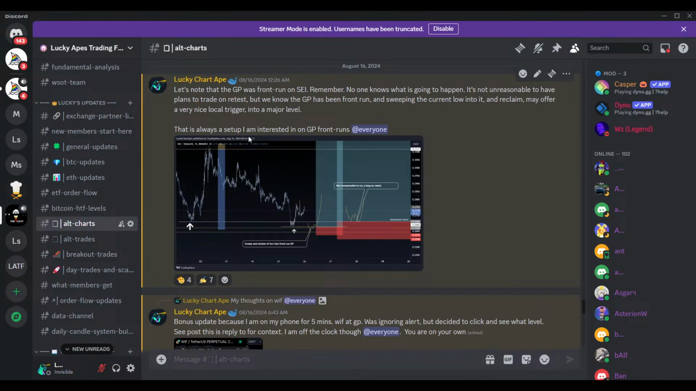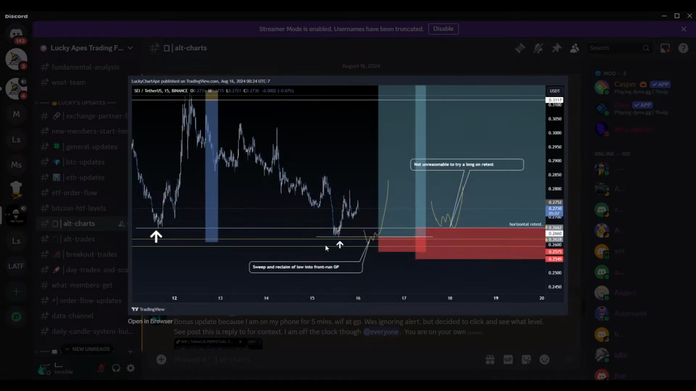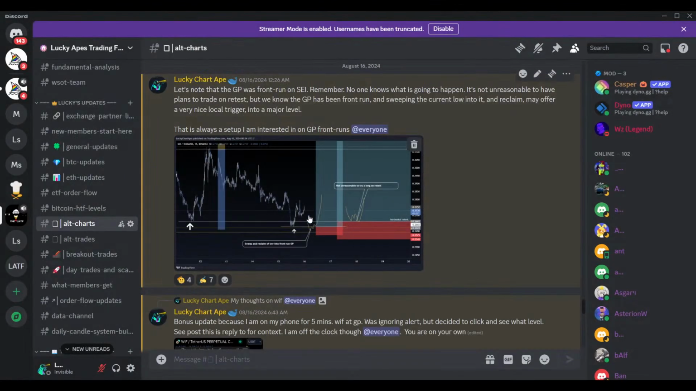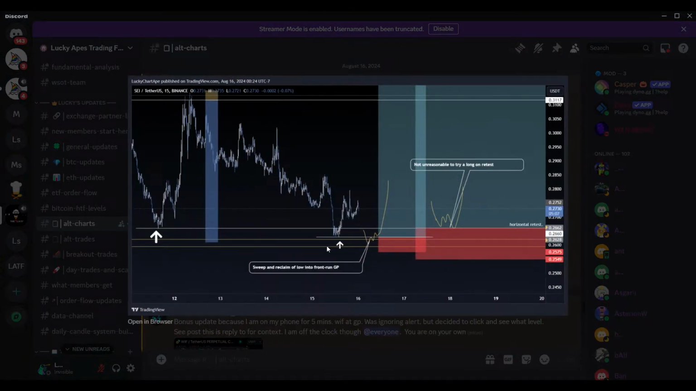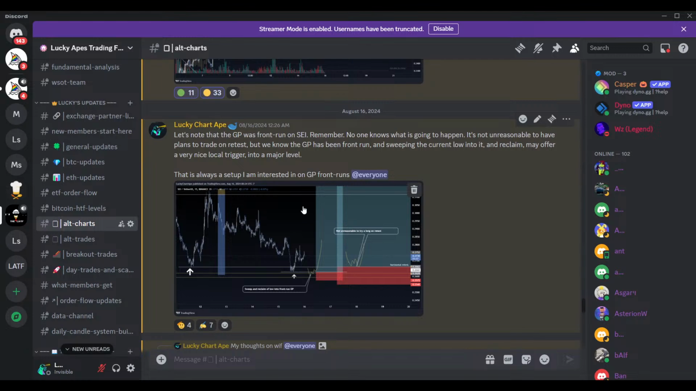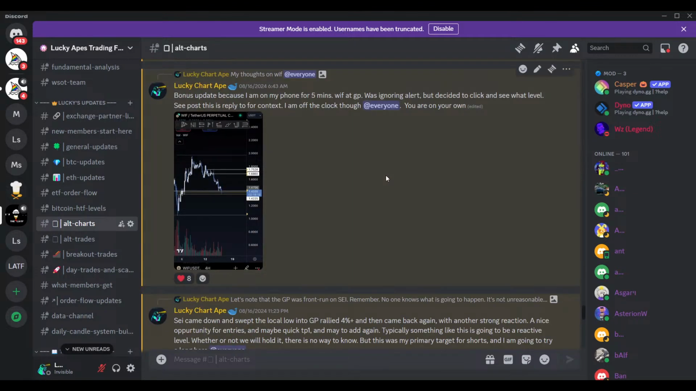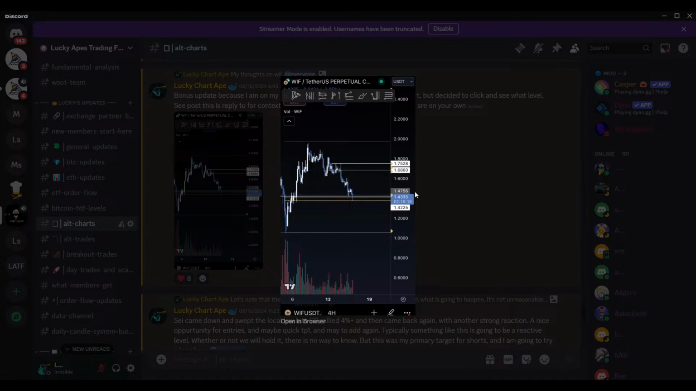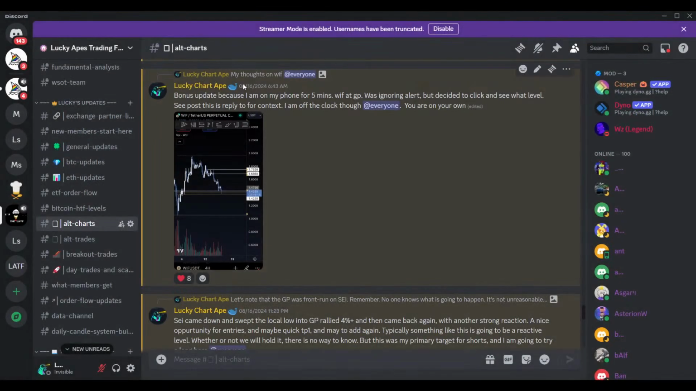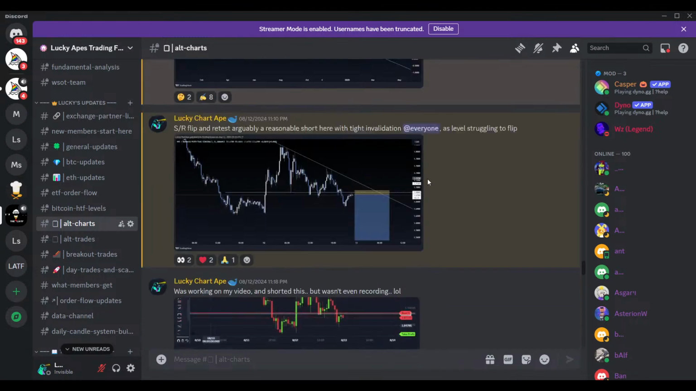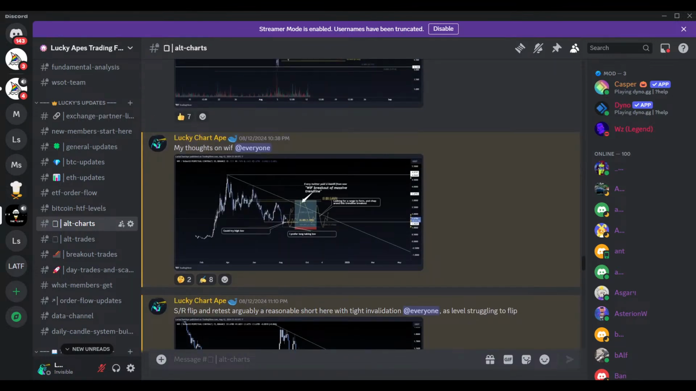I'm explaining the idea. So here I was looking for the front run of the level, just explaining on the lower time frame, we've swept this low, but we actually did front run this. So a nice setup, sweep and reclaim the low. This is always a setup I'm interested in on GP front runs. I updated here on WIF as price came into this low that we're retesting, this key level. Click the message this is a reply to for a context update here.